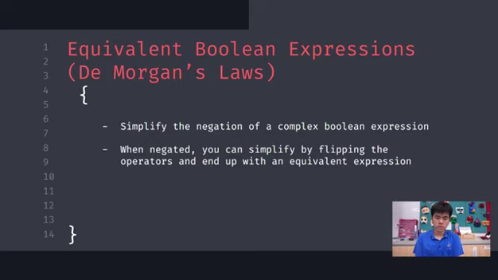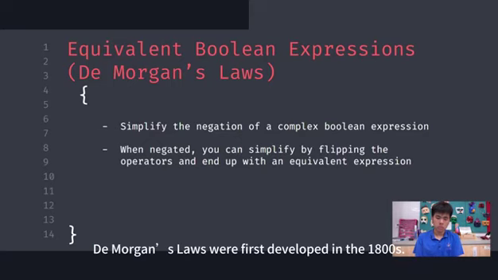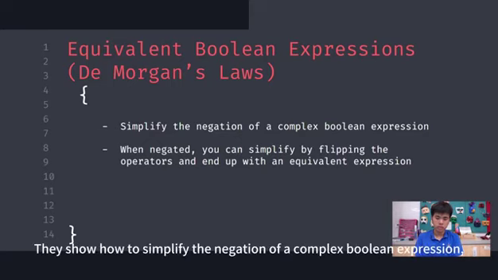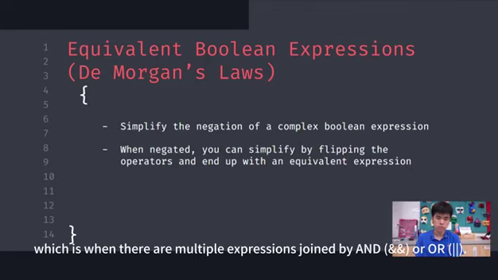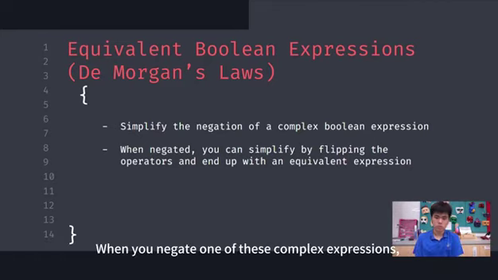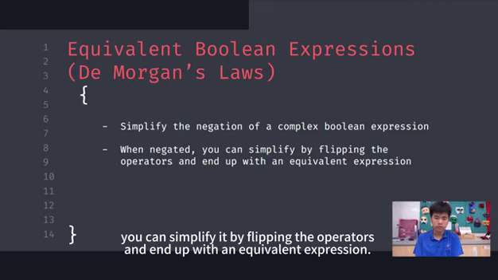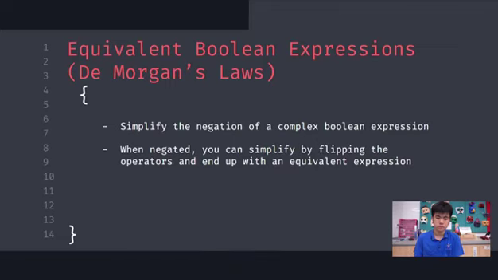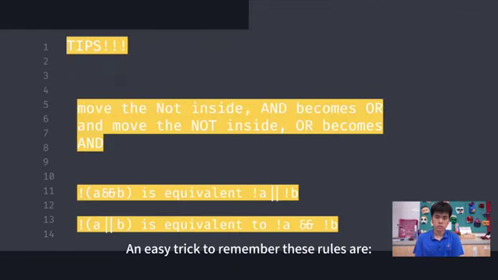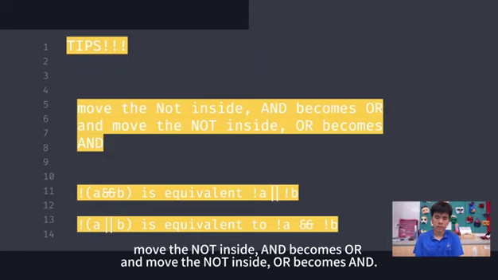Now let's move on to De Morgan's laws. De Morgan's laws were first developed in the 1800s, and they show how to simplify the negation of a complex Boolean expression, which is when there are multiple expressions joined by AND or OR. When you negate one of these complex expressions, which is when you add the exclamation point in the front, you can simplify it by flipping the operators and end up with an equivalent expression. An easy trick to remember these rules: move the NOT inside, AND becomes OR, and move the NOT inside, OR becomes AND.